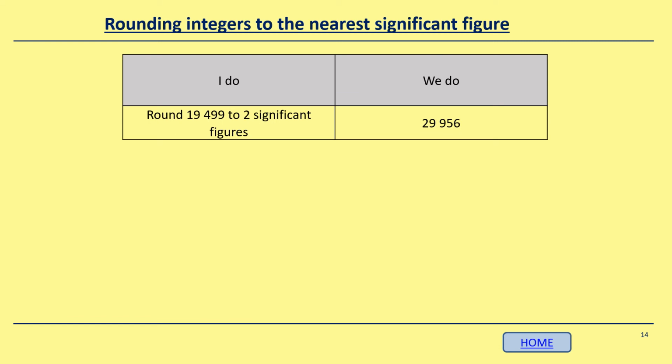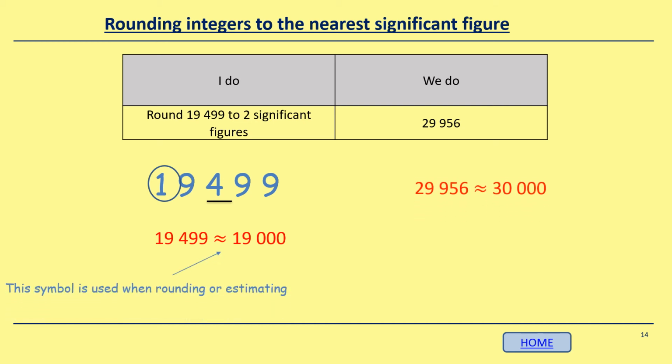19,499 to 2 significant figures. So we're looking at the 4, it's our deciding number. Is it 5? Is it less than 5? Yes. So it becomes 19,000, not 20,000 as you might think, but 19,000. You have a go at 29,956. Okay, you should have got 30,000.